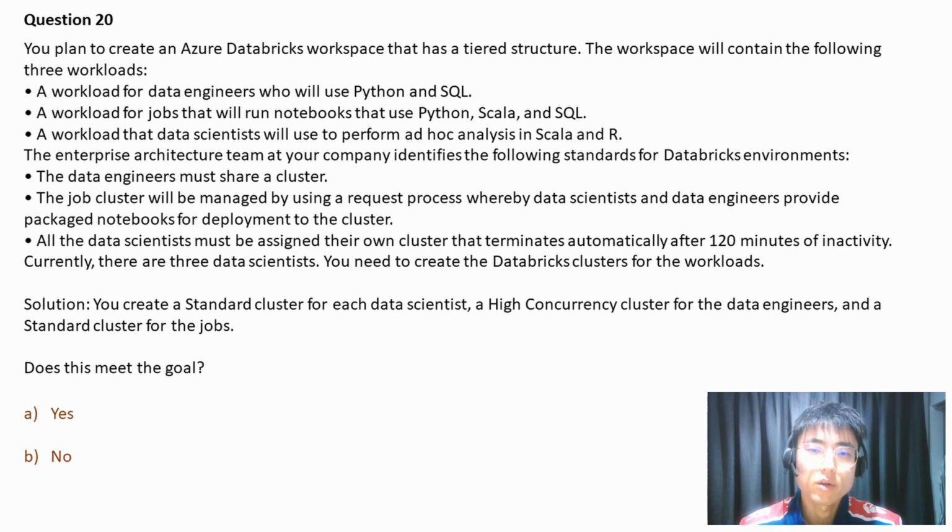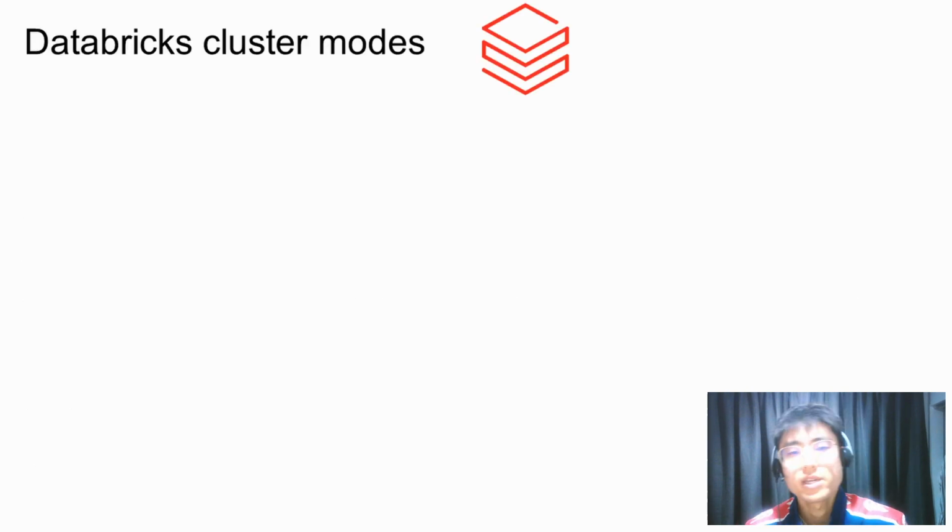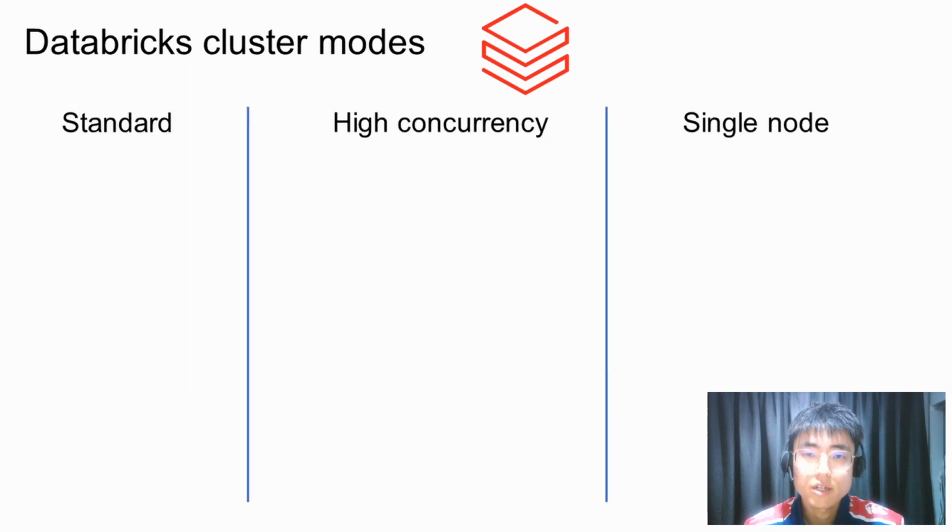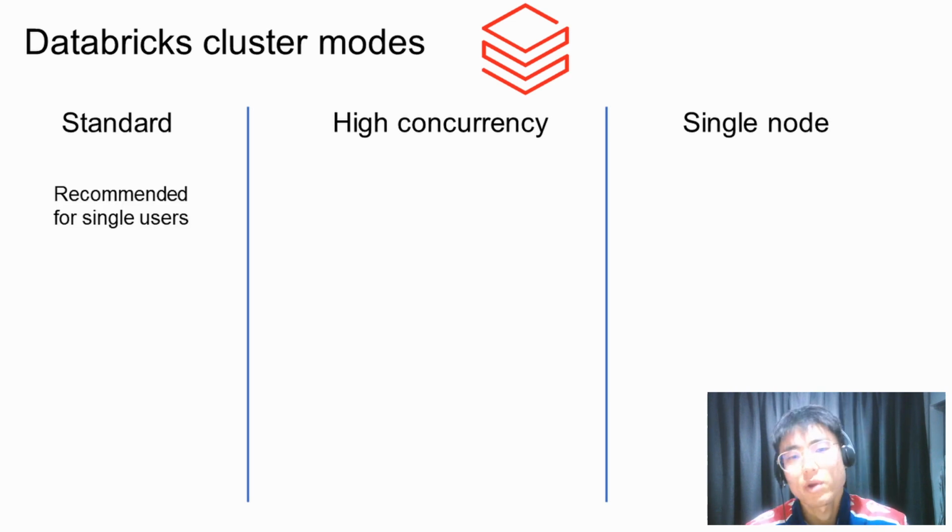The question is about Databricks cluster modes. There are 3 Databricks cluster modes: standard, high concurrency, and single node. We'll first go through what the difference is between standard and high concurrency here and go over what single node is quickly. So the standard cluster is mainly recommended for a single user, whereas the high concurrency cluster is recommended for collaborative work between a group of people.